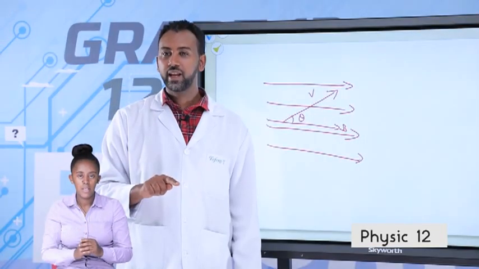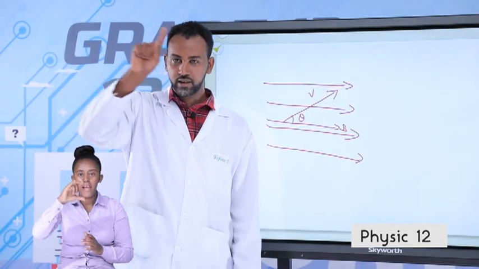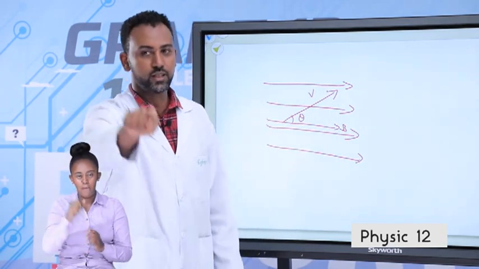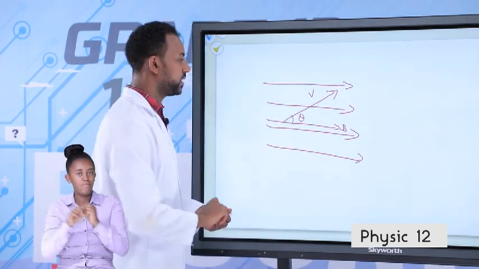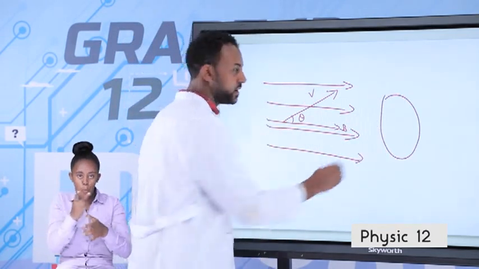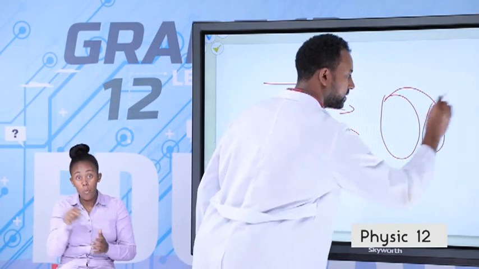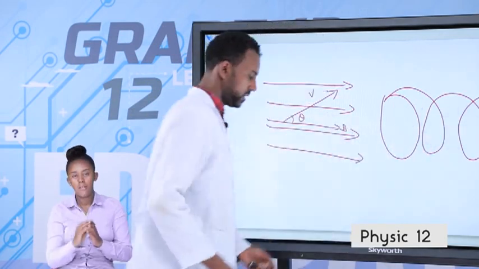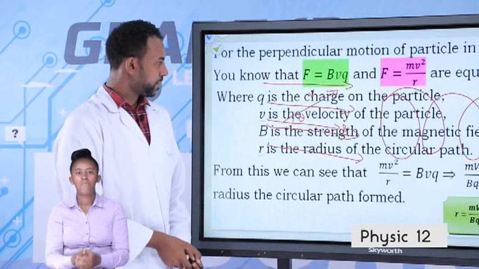It forms a helical path, like this. It forms a circular path and tries to move forward in a straight line. Therefore, it has both components: the circular, and then a straight line. It tends to move this way. So let's try to see this.